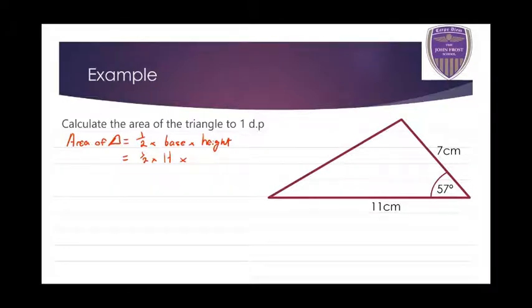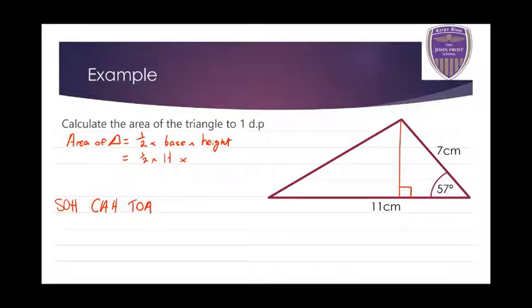But if we draw a line from the highest point of the triangle down perpendicularly to the base, we can create a right angle triangle. So now we can use trigonometry again to find the missing height of this triangle. So again, we're looking at SOHCAHTOA.